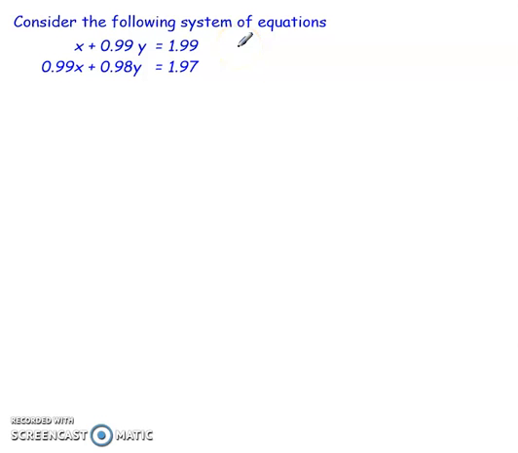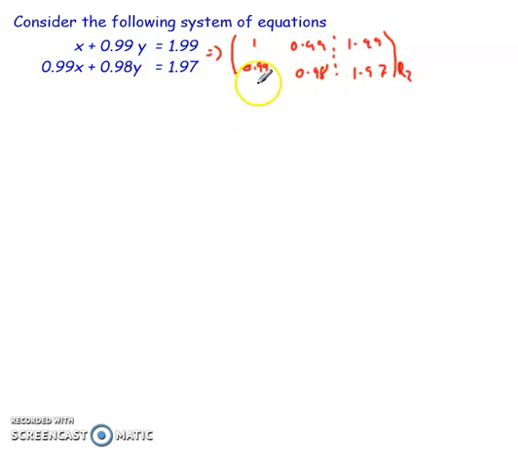Let's look at this system of equations that we've set up here. So I've got x plus 0.99y equals 1.99, and I've got 0.99x plus 0.98y equals 1.97. Now let's look at solving this system of equations. First step is, as usual, we stick it in an augmented matrix. So we've got 1, 0.99, 1.99. We've then got 0.99 in the x there, 0.98 in the column representing y there, and 1.97 in our solution representation column. What I'm then going to do is to start to solve it using elementary row operations.